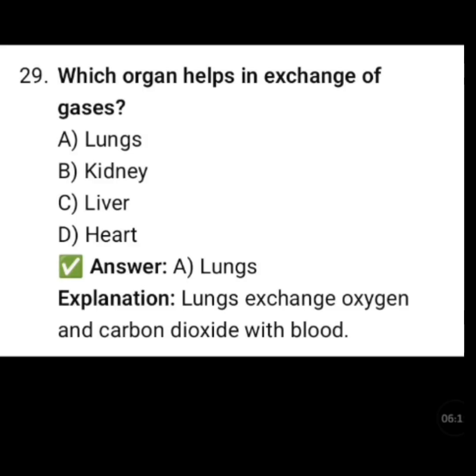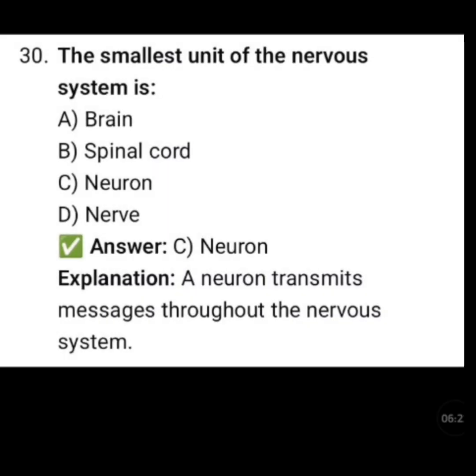Which organ helps in exchange of gases? Lung, kidney, liver, heart. The correct answer is option A, lungs. Lungs exchange oxygen and carbon dioxide with blood. The smallest unit of nervous system is brain, spinal cord, neuron, nerve. The correct answer is option C, neuron. A neuron transmits messages throughout the nervous system.